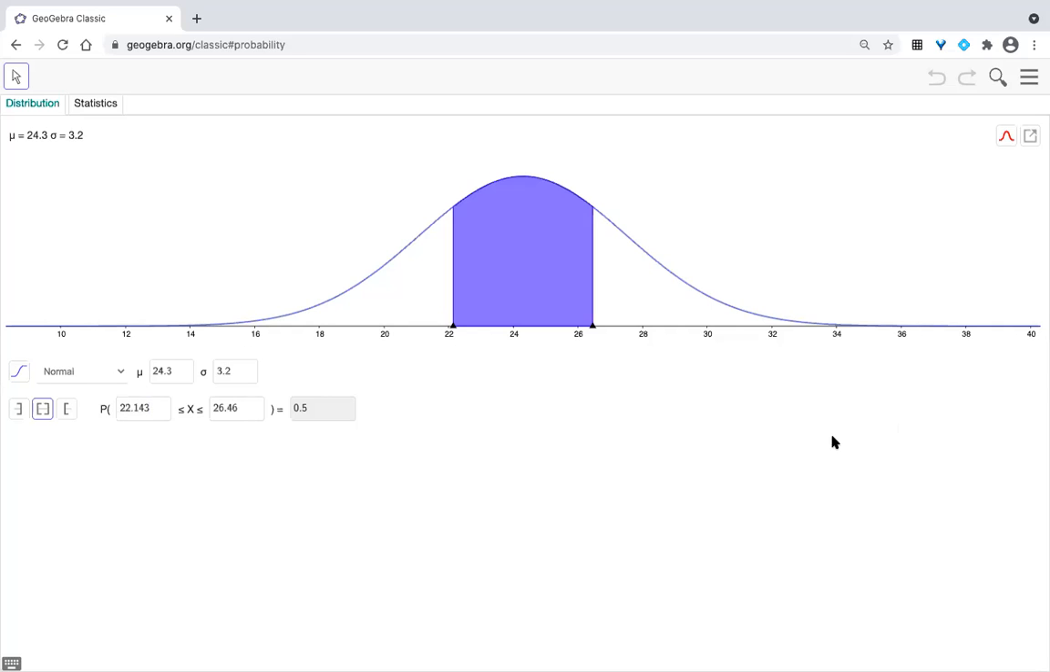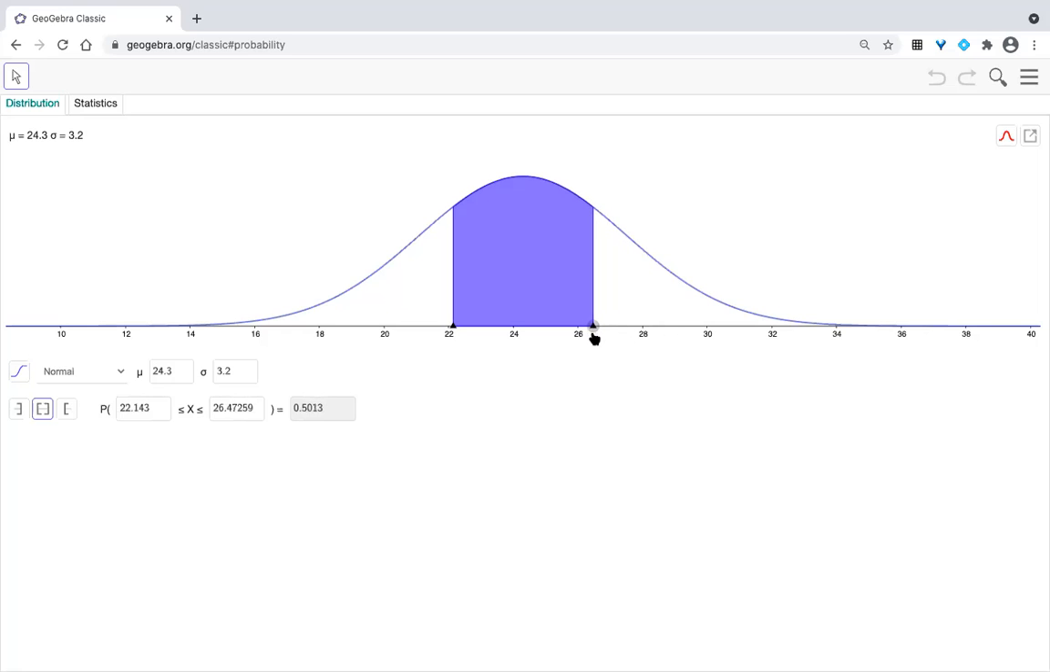I'm sorry, probability calculator. And so what I did was click on this button right here. Again, this was the closed interval button. And I moved these little black triangles around to help guide me to find 50%, right? I wanted it to be the middle 50%. So I used these little black triangles to move them around, and I kept moving them until I actually hit 50%.